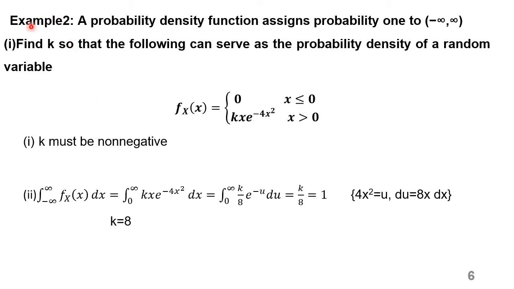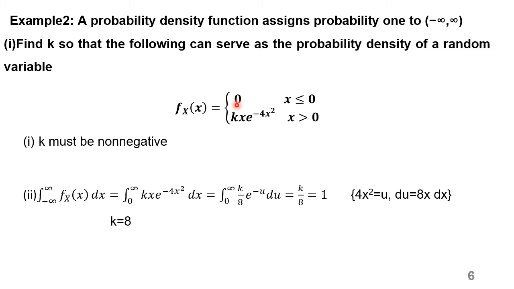Start with the second example. A probability density function assigns probability 1 between minus infinity and infinity. We need to find the value of k so that the following can serve as the probability density function of a random variable. The probability density function is given here.